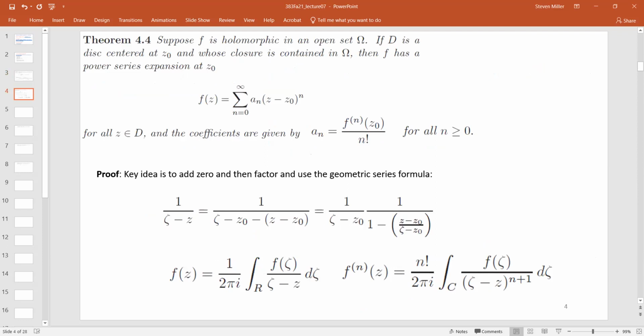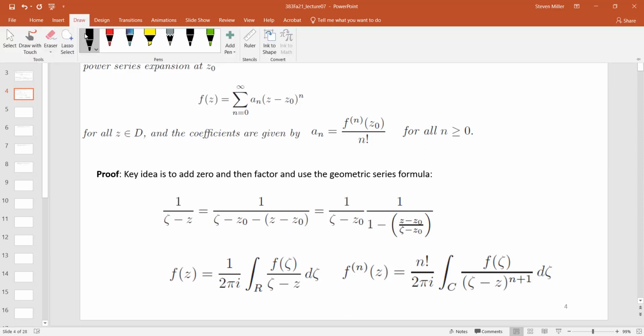Well, I want to try to argue similarly, and try to prove that I have a series expansion. It should not come as a shock that I'm starting with the fact that f of z is given by this integral. And now I want to somehow convert this. And the key idea is to add 0. So we look at 1 over zeta minus z. That's the key part in the integration. And we write this as zeta minus z naught plus z naught minus z. And because I've added and subtracted z naught, I haven't done anything. And I'm going to break it into 2 parts. I have the zeta minus z naught, and I have the z minus z naught. So let's think about what's going on.